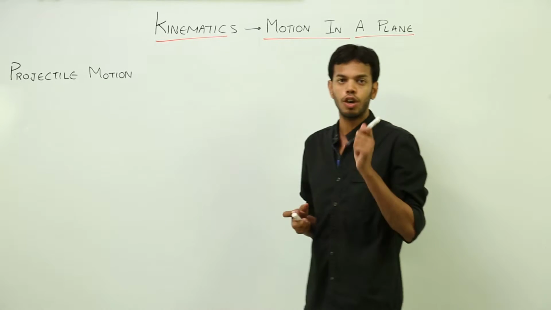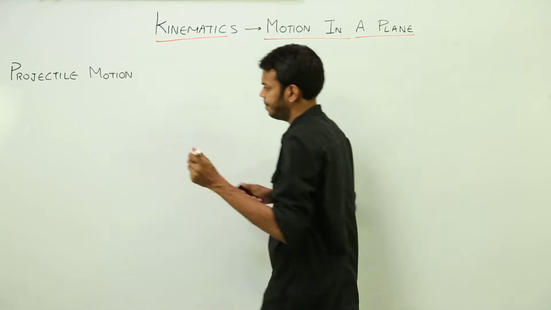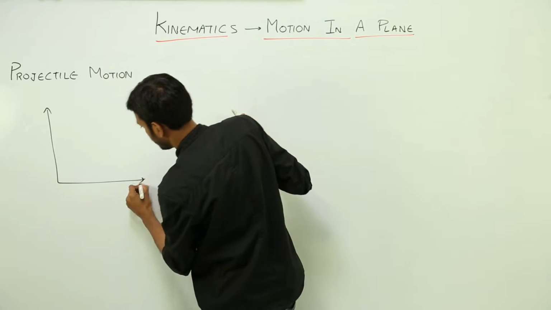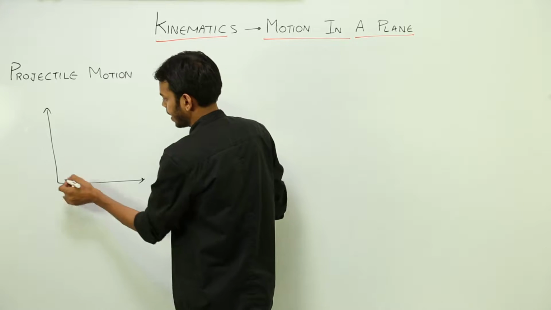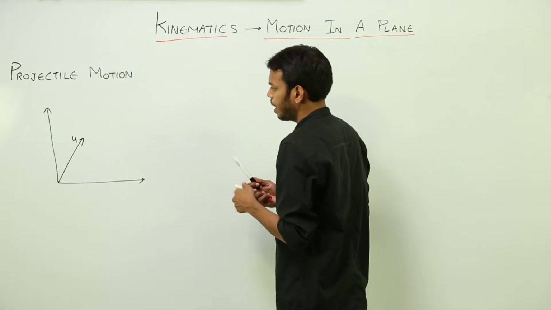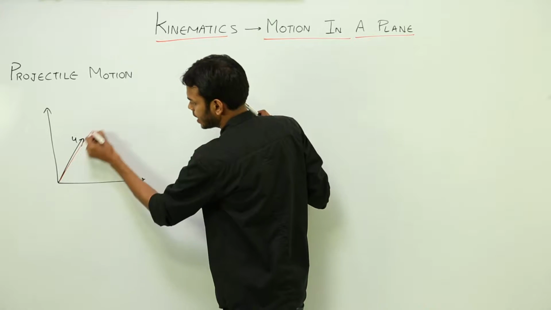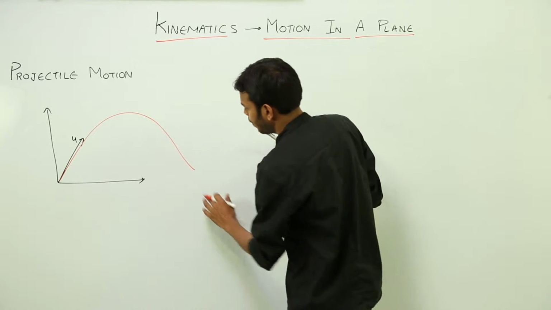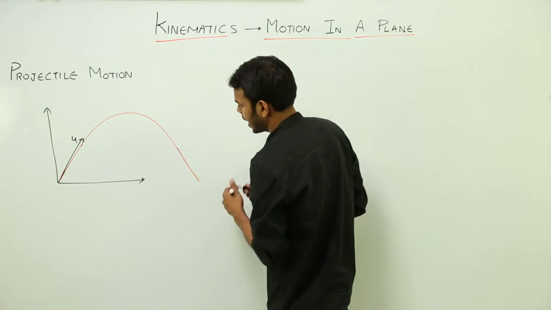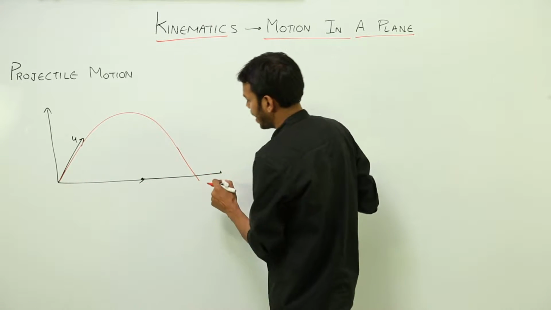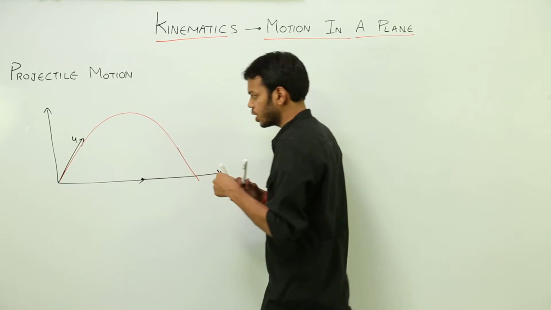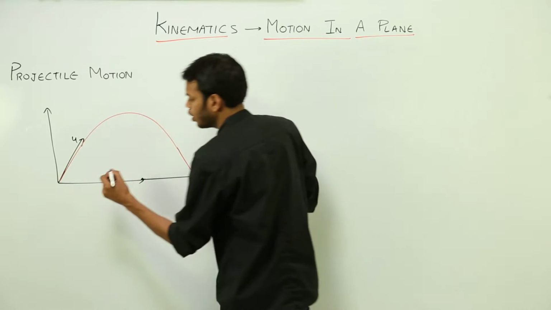To find the equation of a projectile, let's make the same graph. This is the x and y axis, and the particle is projected with initial velocity u, and the path followed by this projectile is this. We have to establish a relation showing that this projectile is undergoing a parabolic path, right? So at any instant t, let's write down the values which we already know.